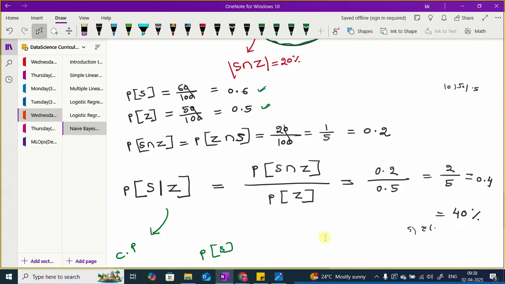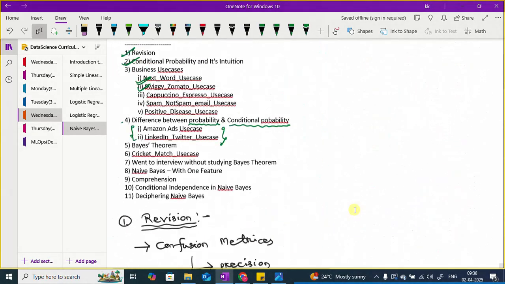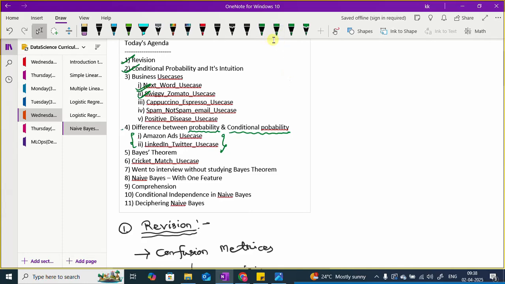Guys, any doubt so far? Then we'll move to the next problem statement. Anyhow, I'll show you in my PPT. Let me cover this one: cappuccino and espresso use cases.